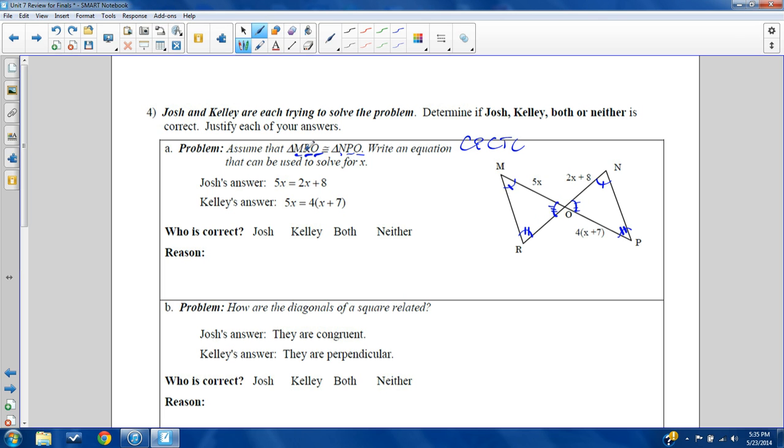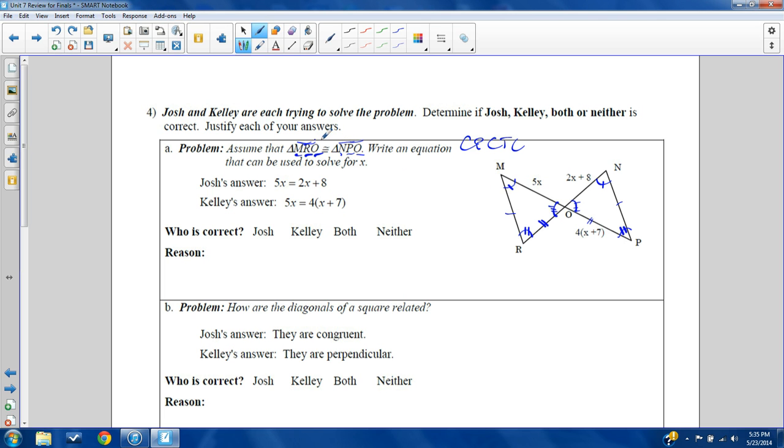So maybe they'll trick you with the problem. Maybe they'll say something else, and you have to prove the triangle's isosceles by blah, blah, blah. Okay, not only that, but segment MR is congruent to segment NP. Segment RO is congruent to segment PO.